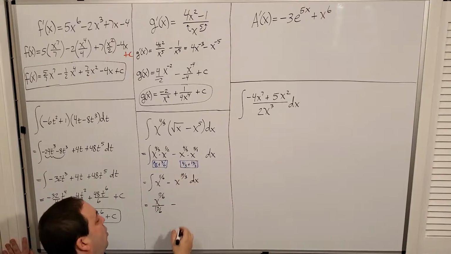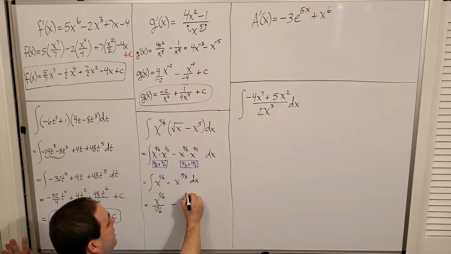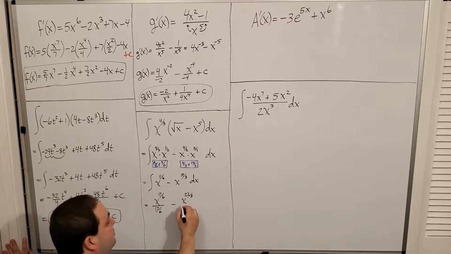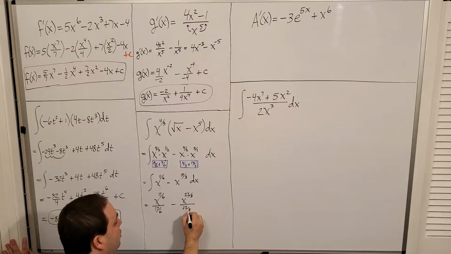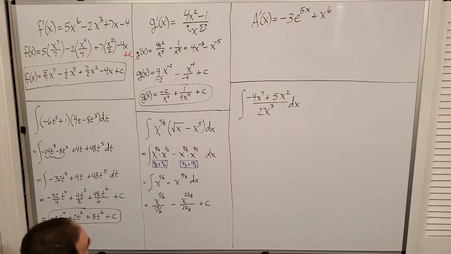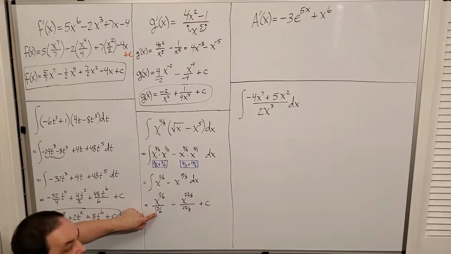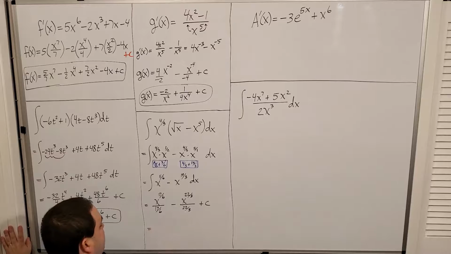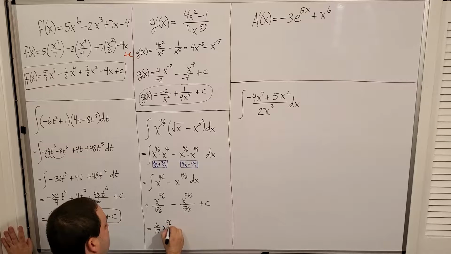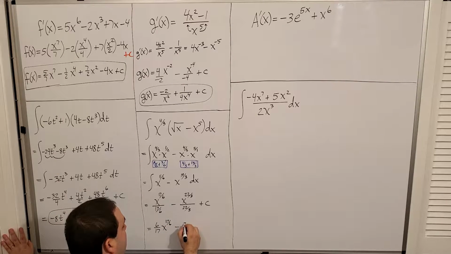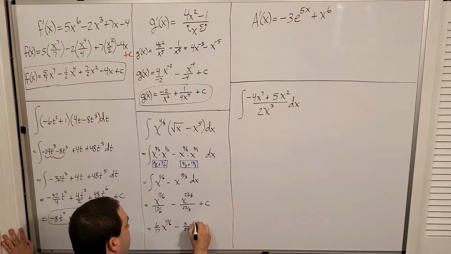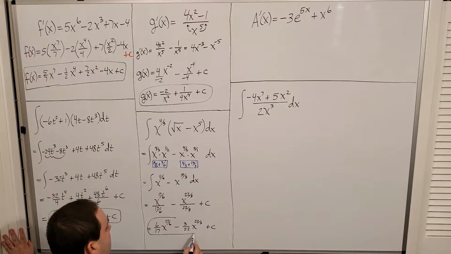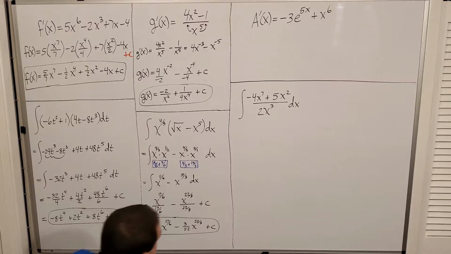Minus, add 1. That's going to be x to the 22/3. Divide by the new power, 22/3. Plus c. Remember, whenever I'm dividing by a fraction, you're going to want to do the reciprocal and multiply. So to make this more simple, it's going to end up being 6/17 x to the 17/6, minus 3/22 times x to the 22/3 plus c. And that's just a cleaner way of writing it, is all it is.